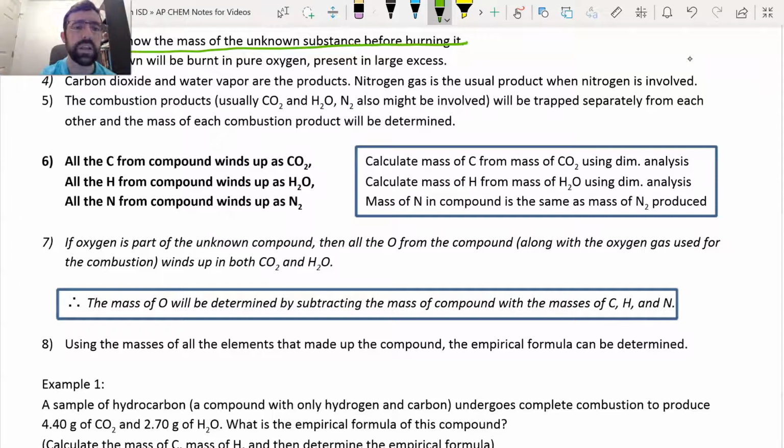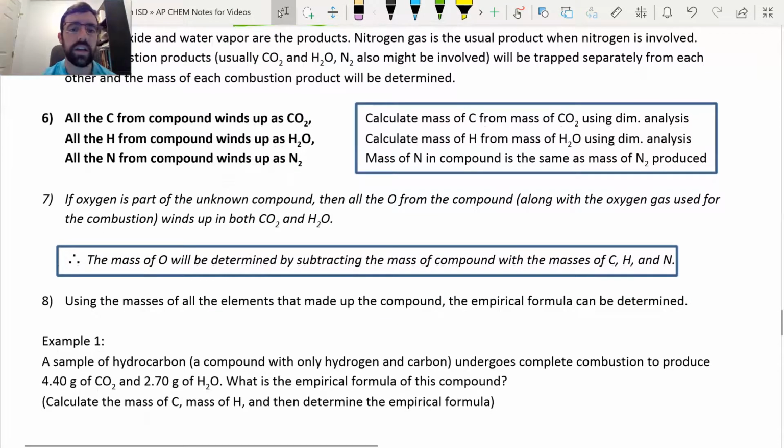The unknown will be burnt in pure oxygen present in large excess. So we want oxygen to be our excess reactant so we can properly analyze the unknown sample. Carbon dioxide and water vapor are the products. Nitrogen gas is the usual product if there's nitrogen involved. The combustion products usually are CO2, H2O, and N2. Any of those might be involved. They're trapped separately from each other, and the mass of each combustion product will be determined.